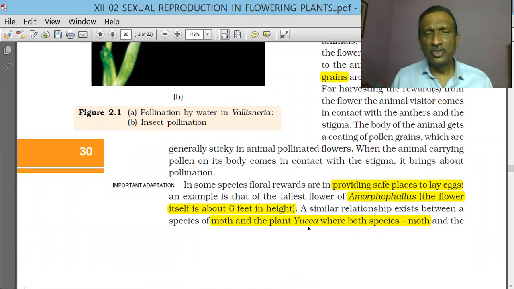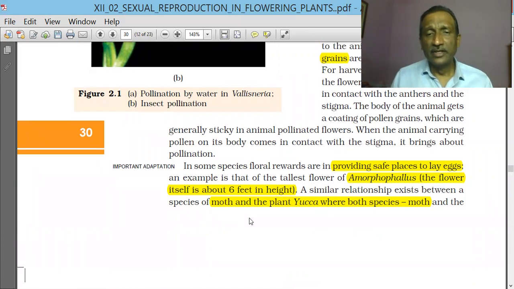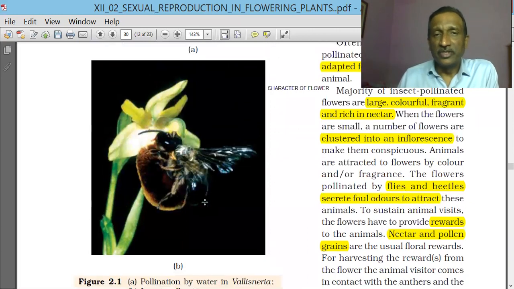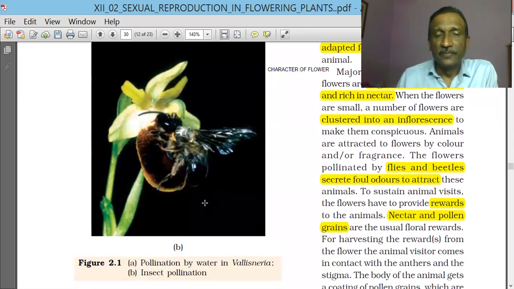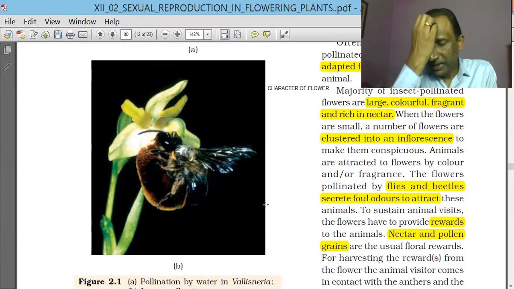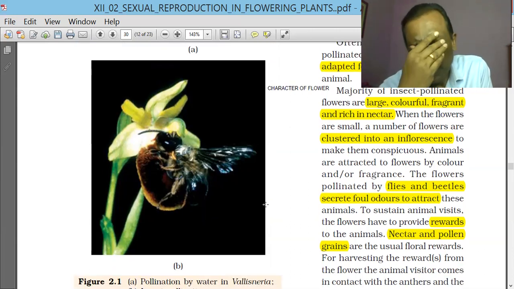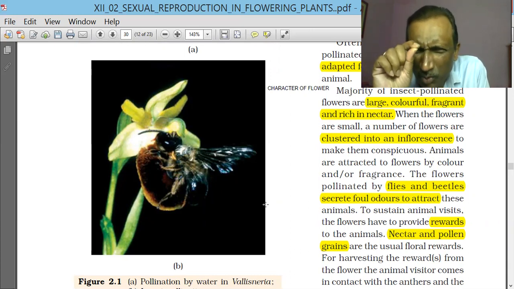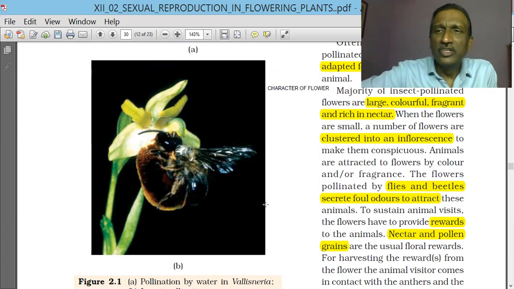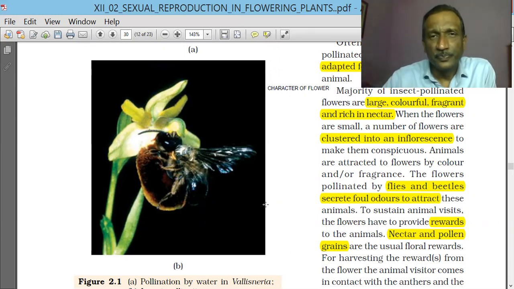There are two or three more examples of laying eggs, like some of the moths which leave their eggs in the yucca flower. One of the most common examples, which we'll study further in chapter 13. You can check it. Both diagrams will be there, and the diagram of fig is also there. In the fig flower, this particular moth enters through a micropore, a small hole, and goes inside and deposits its eggs there.